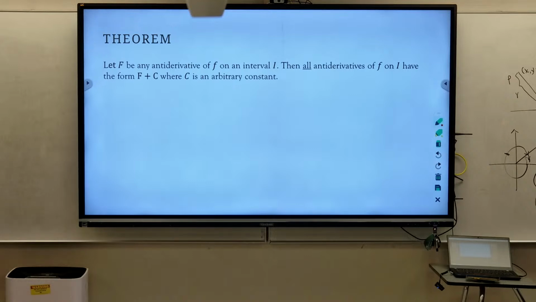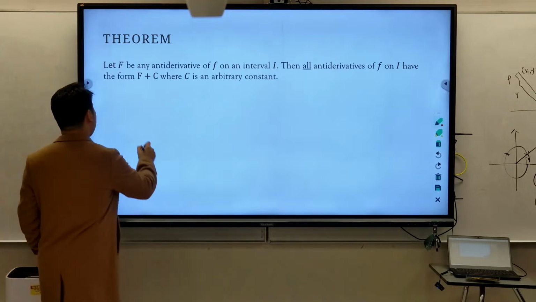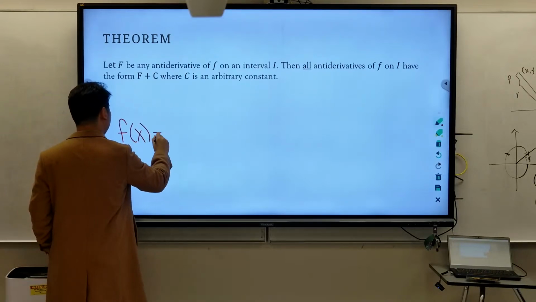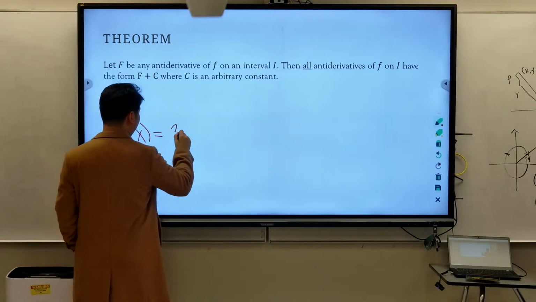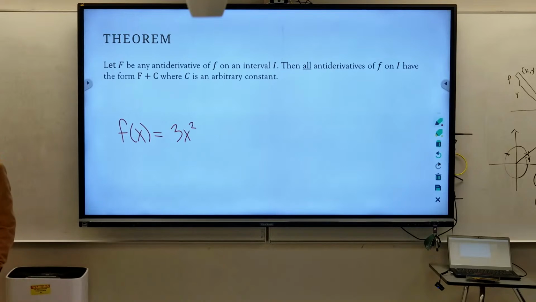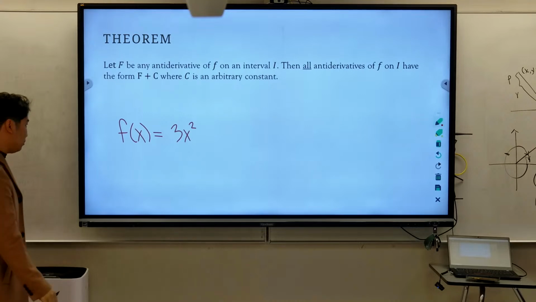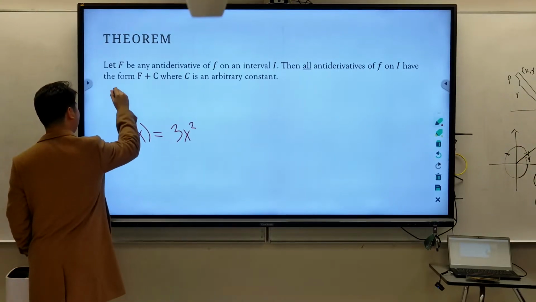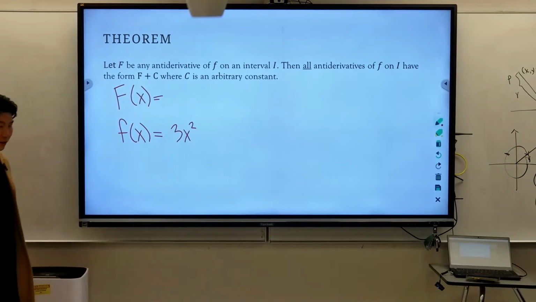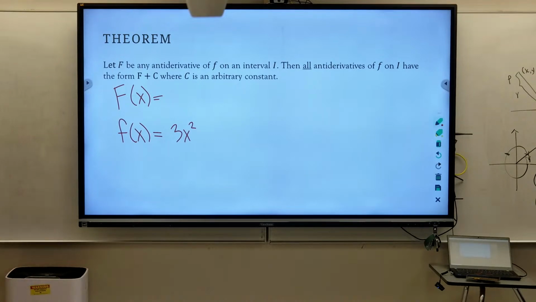So let's look at this. Let's say I have a function f of x is equal to 3x squared. And let's say I want an antiderivative of that function. So I want big F of x. The way I'm going to start wording this is: the derivative of what function gives me 3x squared?